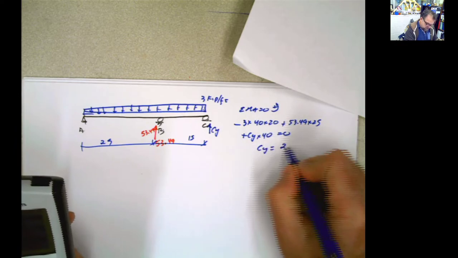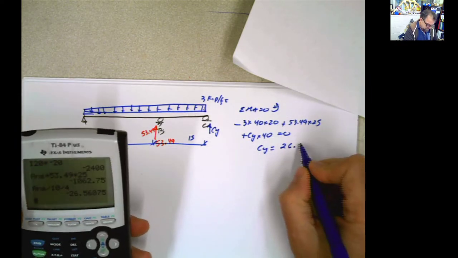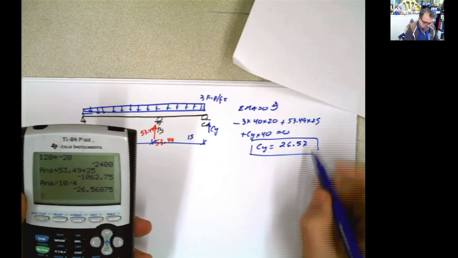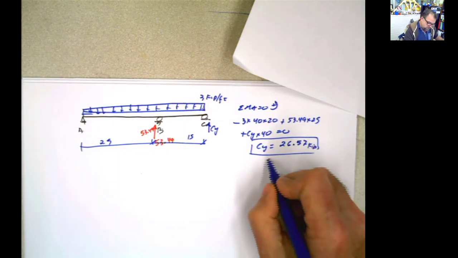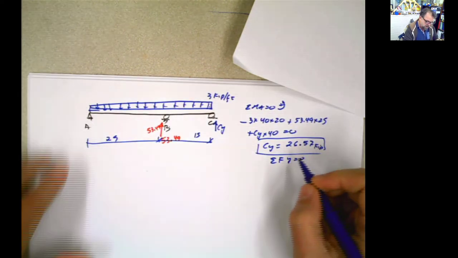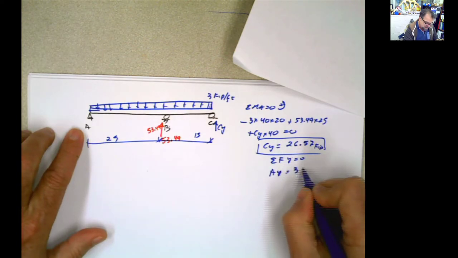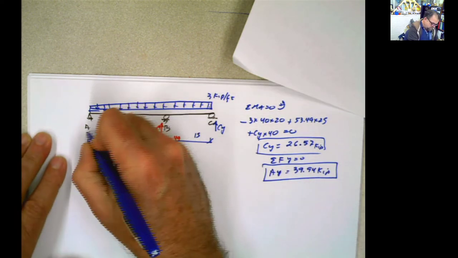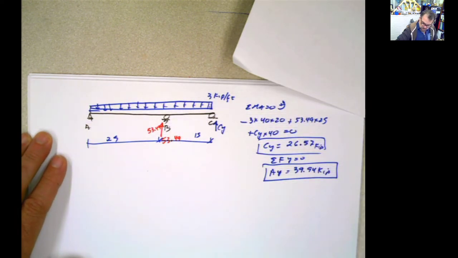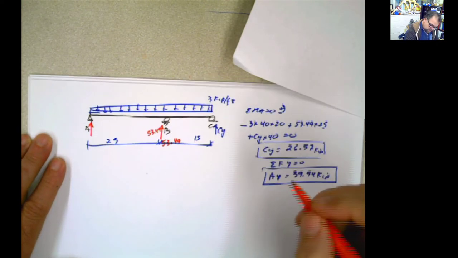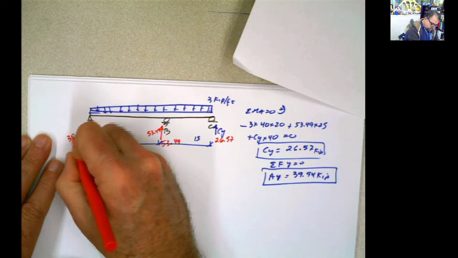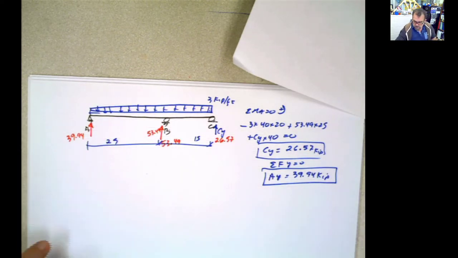Cy equals 26.57. The negative is because I have to pass it to the other side, obviously. Keep. And then you do summation of forces in Y equals 0, and then you can calculate Ay as 39.94. Keep. You can put it here now. Values for the reactions: 26.57, 39.94. I don't know why I'm switching colors all the time.